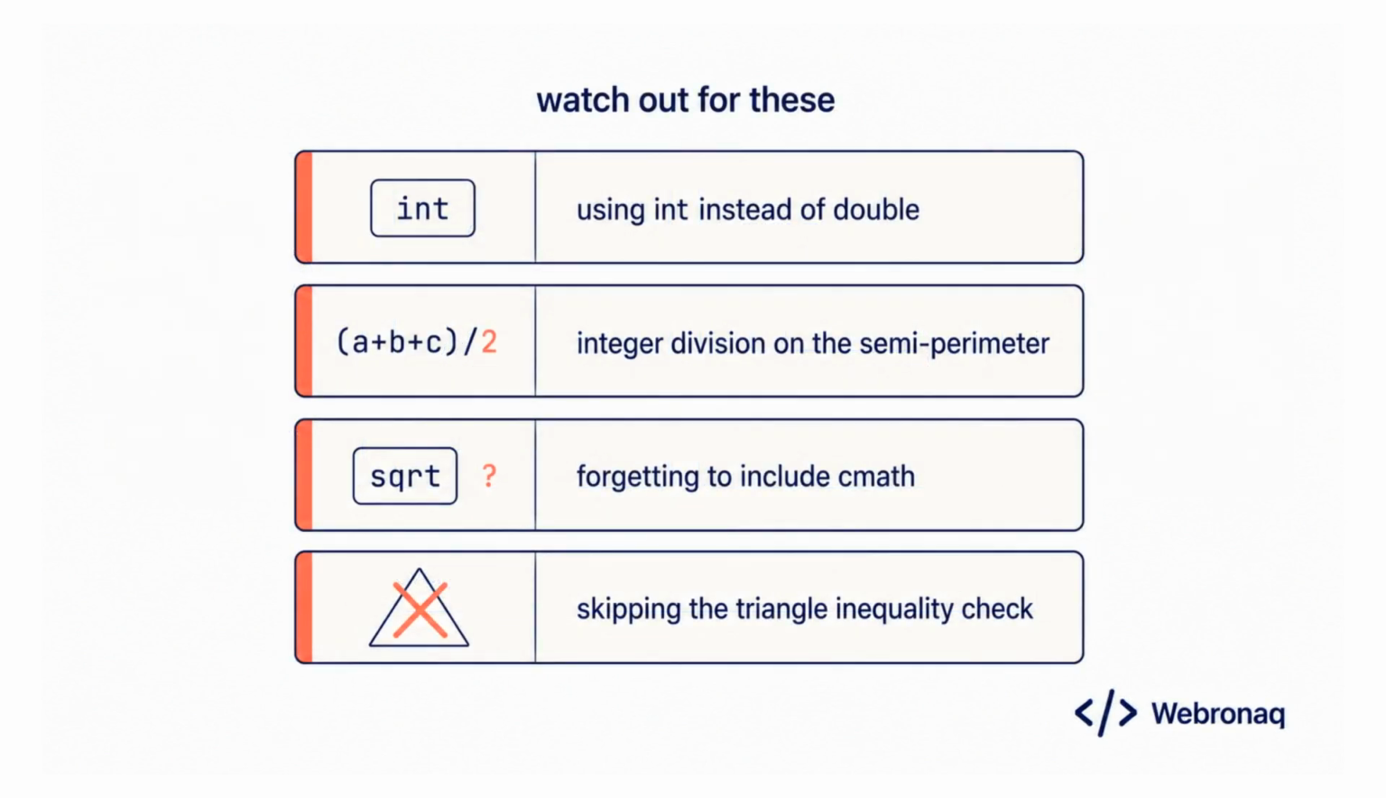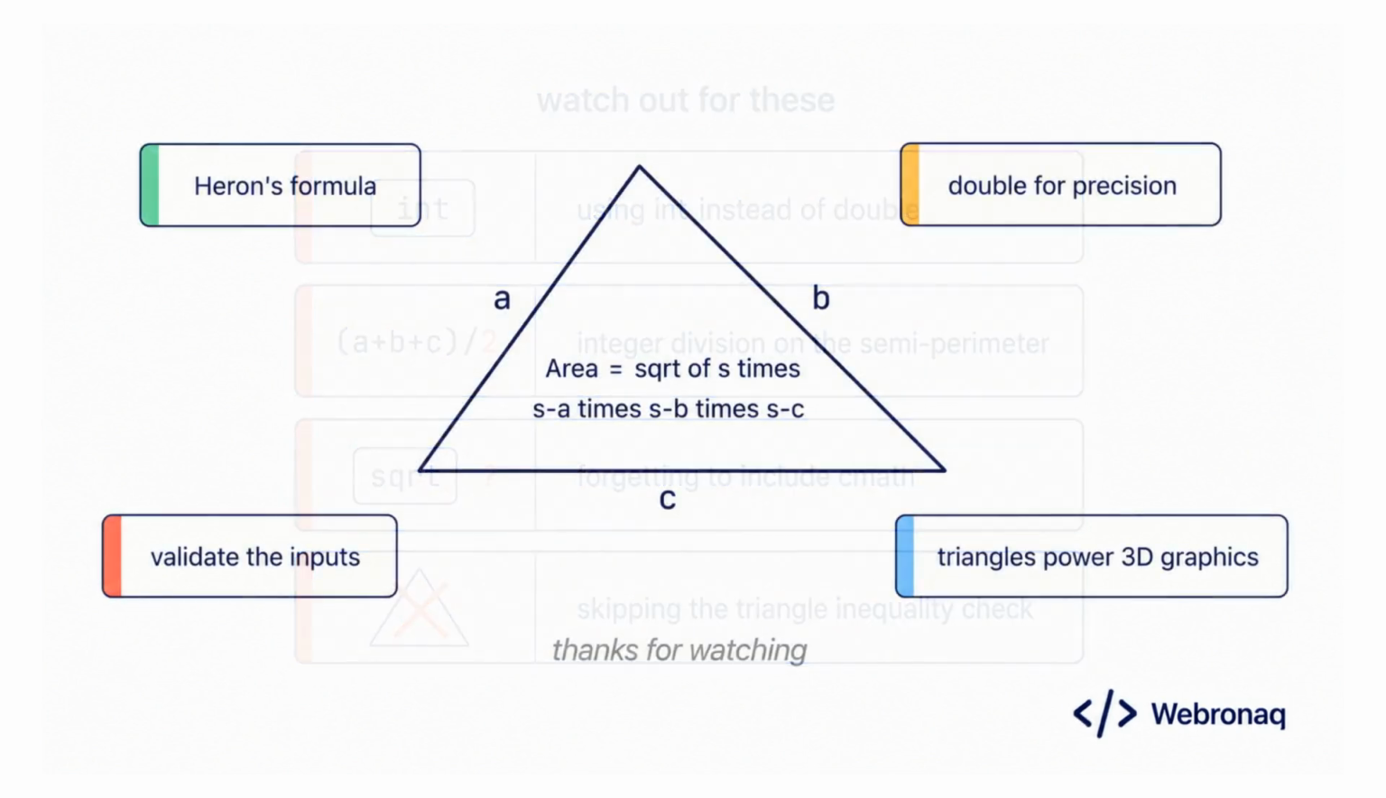A few traps to watch out for. First, declaring the sides as int instead of double. The user will type 5, and your area calculation will silently chop off all the decimals. Second, integer division. If your semi-perimeter line divides by 2 and the sides are integers, C++ will throw away the fractional part. Always use 2.0 to force floating point math. Third, forgetting to include cmath. The sqrt function will not exist, and your code will not compile. And finally, skipping the triangle inequality check. We just covered why that matters. Small mistakes, big consequences.